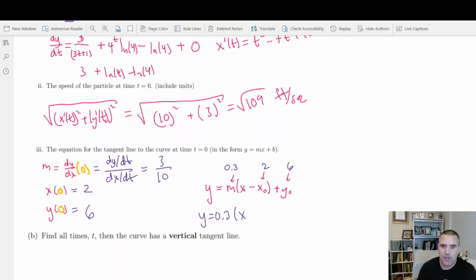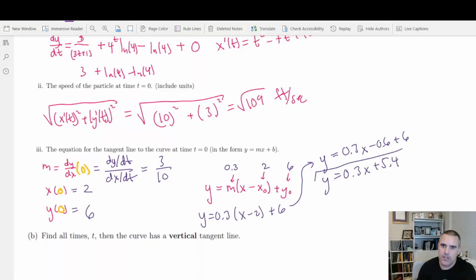Now, I personally never ask students to write mx plus b anymore because I'm happy for them to just stop here. I was mean back in 2017, I guess, and I made them expand. 0.3(x minus 2) plus 6, so y is equal to 0.3x plus 5.4. Success.